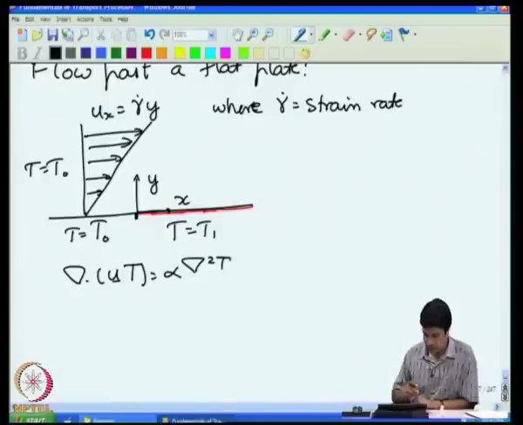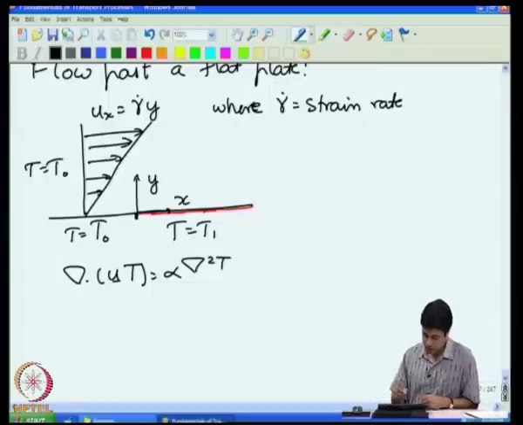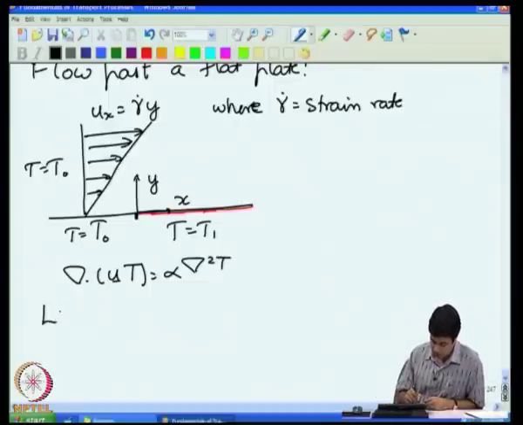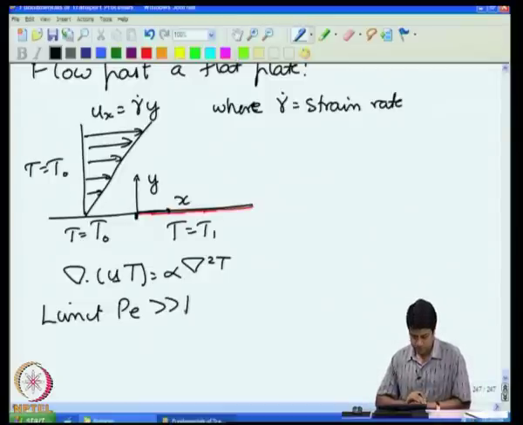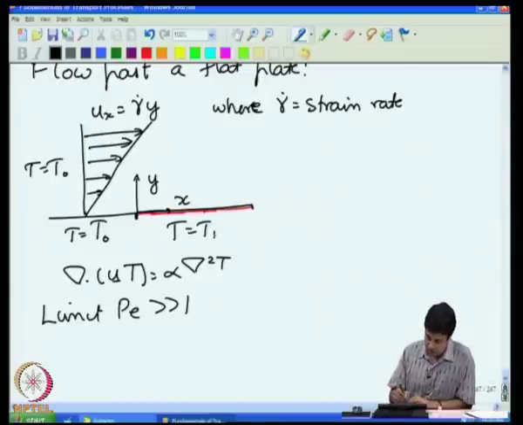Alpha del square T. Okay, so this is the equation that I'm going to try to solve within this domain, in the limit of high Peclet number. Now, what does high Peclet number mean? In this case, let us consider that this heated section has a length L.